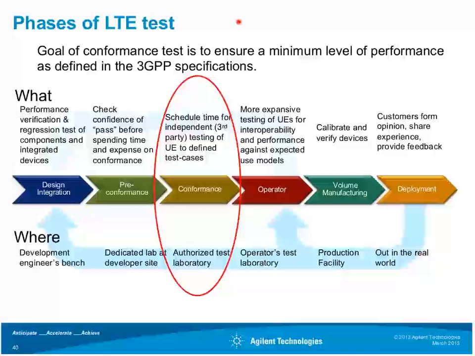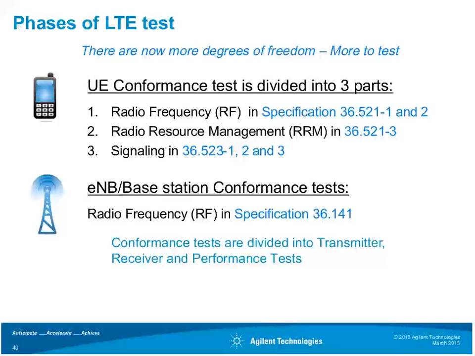The 3GPP standards group defines the conformance test. Conformance testing is done by an authorized test laboratory, and the developer of the handset or base station needs to schedule time for testing their units by an independent third party. I'll talk a little bit more about certification in a few slides. But first, let me talk about the conformance tests that are part of the 3GPP standards.